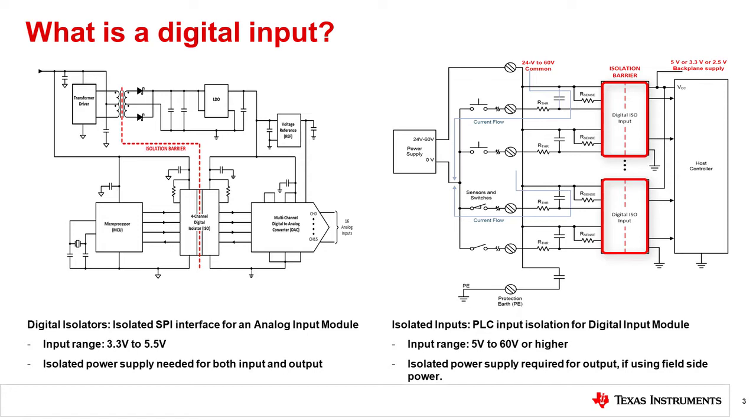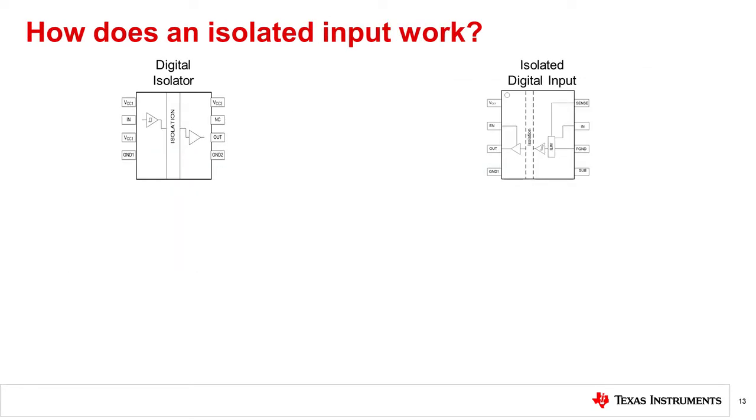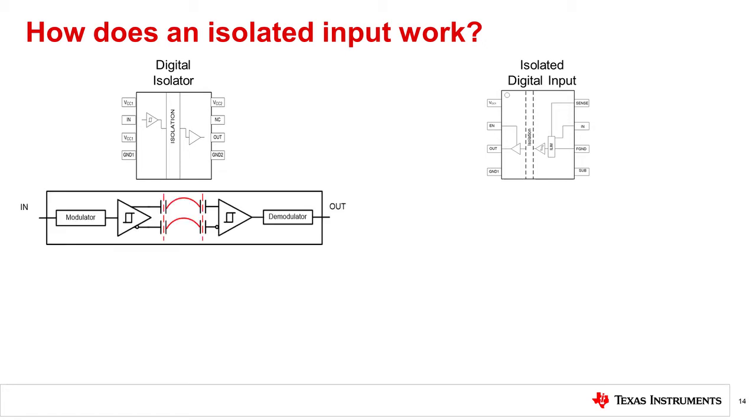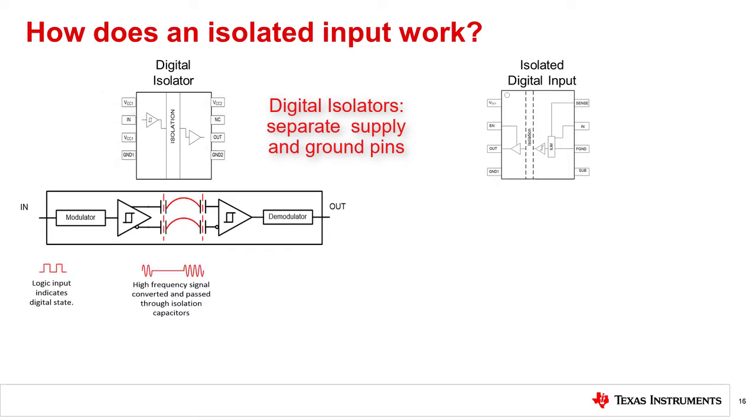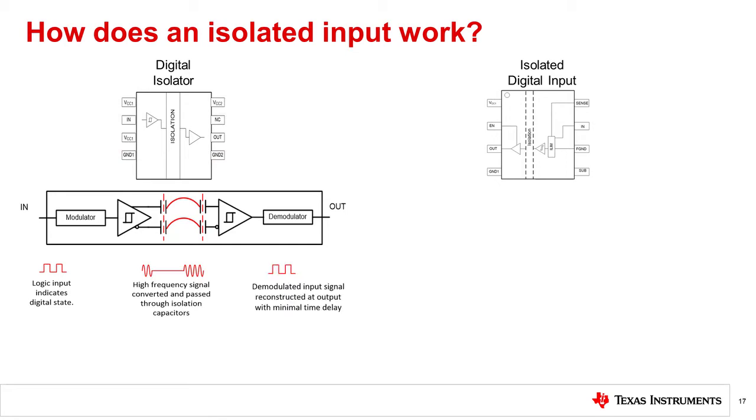Let's compare the internal structure of the digital isolator, an isolated digital input, and an optocoupler to get a better understanding of how these devices function. There are three main structural differences to highlight between an isolated input and a digital isolator. Recall from the previous Precision Lab that a digital isolator requires two separate supply and ground pins, and that the digital isolator takes a low voltage logic input signal, modulates the signal, passes it through the isolation barrier, and then demodulates the signal to recreate the digital input at the output pin.